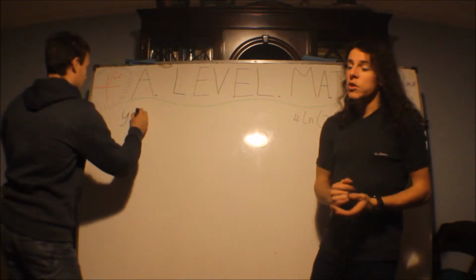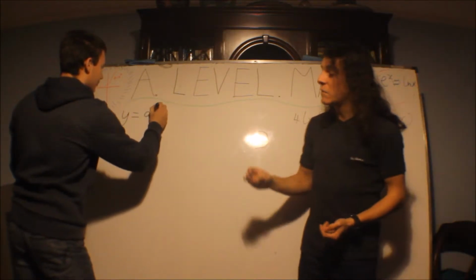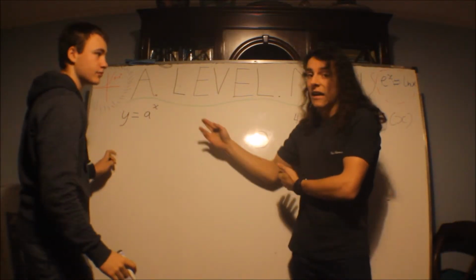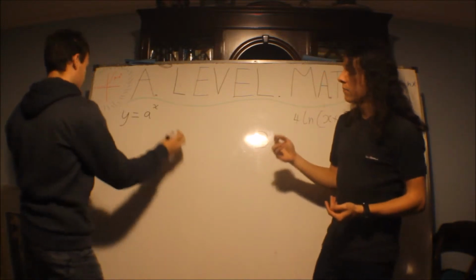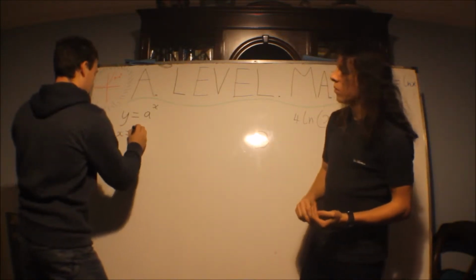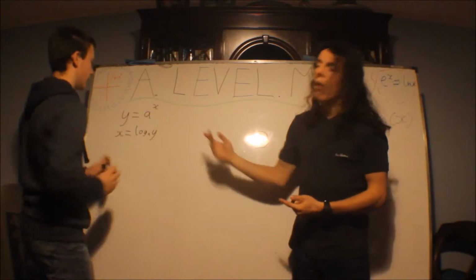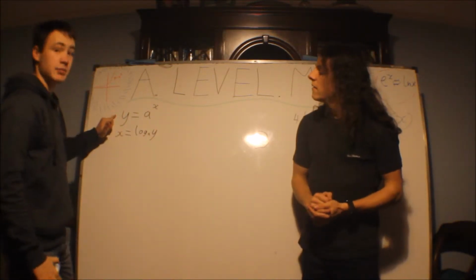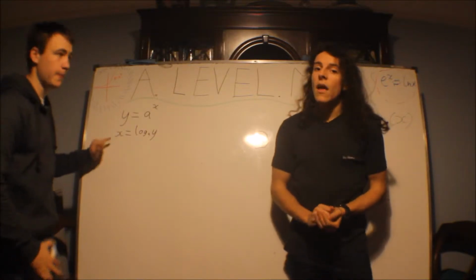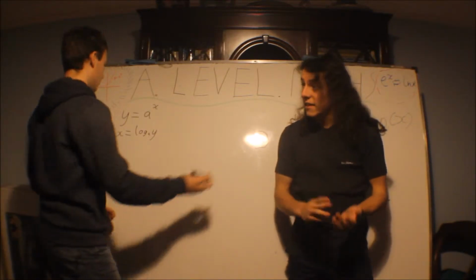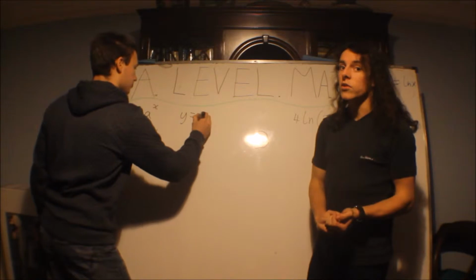But remember in core 2, we had the y equals a to the x relationship, and how to change that to a log. Where if you had y equals a to the x, it would be x equals log to the base a of y, sorry. So that is the same as that. You could go from one to the other. So we did the same thing with y equals e to the x. We get something rather swish.